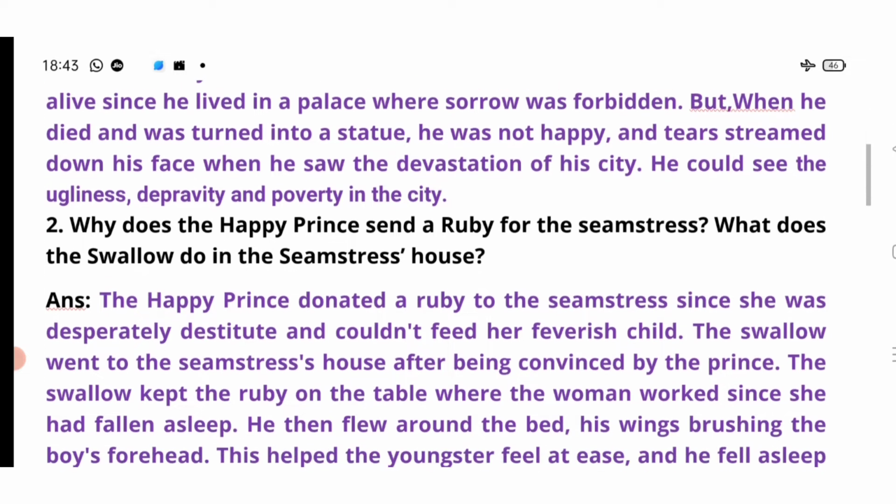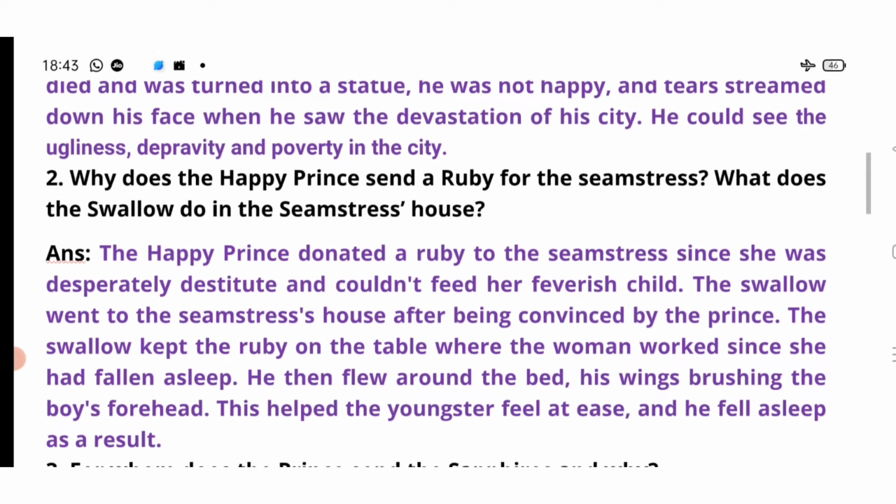2 number question. Why does the happy prince send a ruby for the seamstress? What does the swallow do in the seamstress house? The happy prince donated a ruby to the seamstress since she was desperately destitute and could not feed her favorite child. The swallow went to the seamstress house after being convinced by the prince.